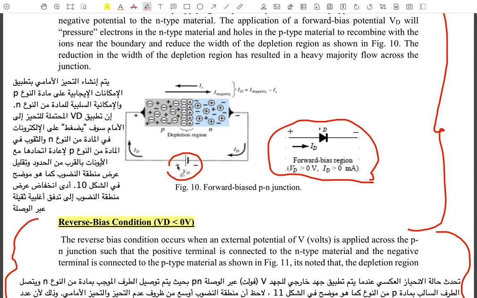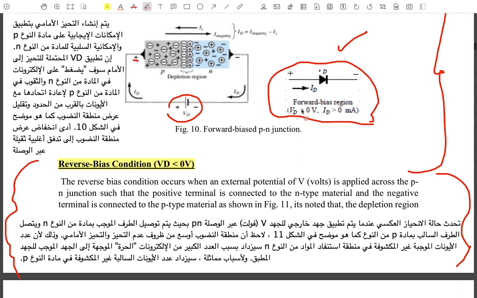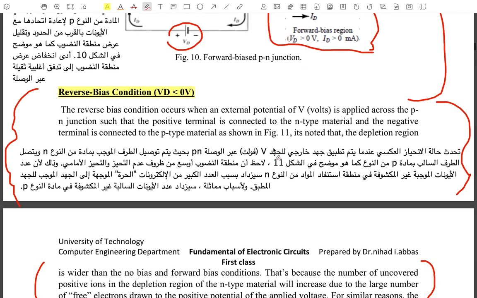Forward bias is when a positive voltage is connected to the P-type. P-type is positive, with more holes than electrons. Positive with positive, and negative with negative, means forward bias. I want you to memorize this figure, the shape of the diode in forward bias, and these are the contacts.